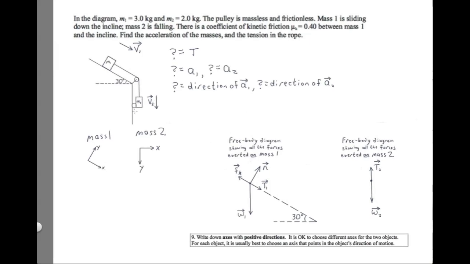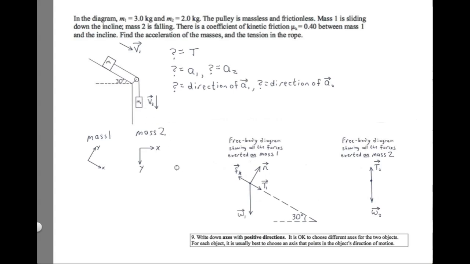Mass 2 is moving downwards, so I chose a positive y direction pointing downwards. The x component won't be particularly important for mass 2, but for completeness I chose a positive x-axis as well. The most conventional thing when you don't have anything better to do is to choose to the right as your positive x-axis. Since there's no reason not to in this case, I chose to the right as the positive x-axis for mass 2.